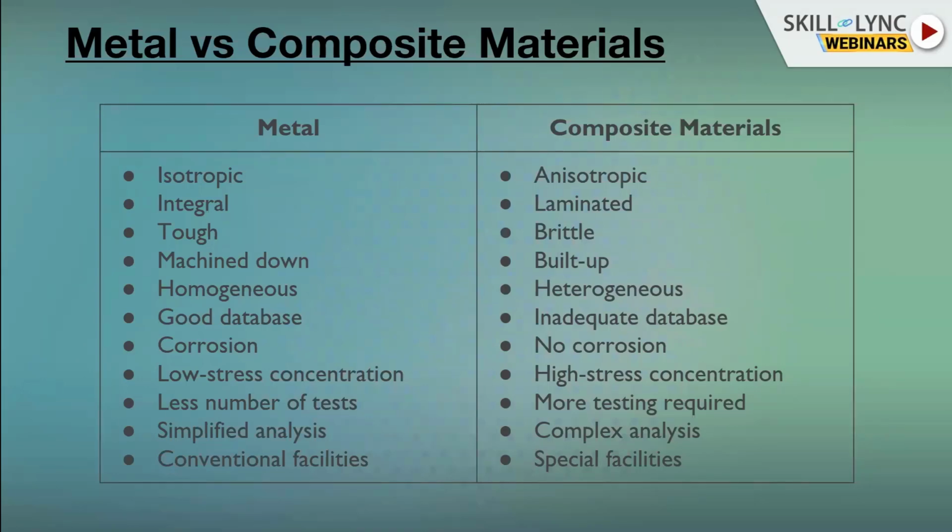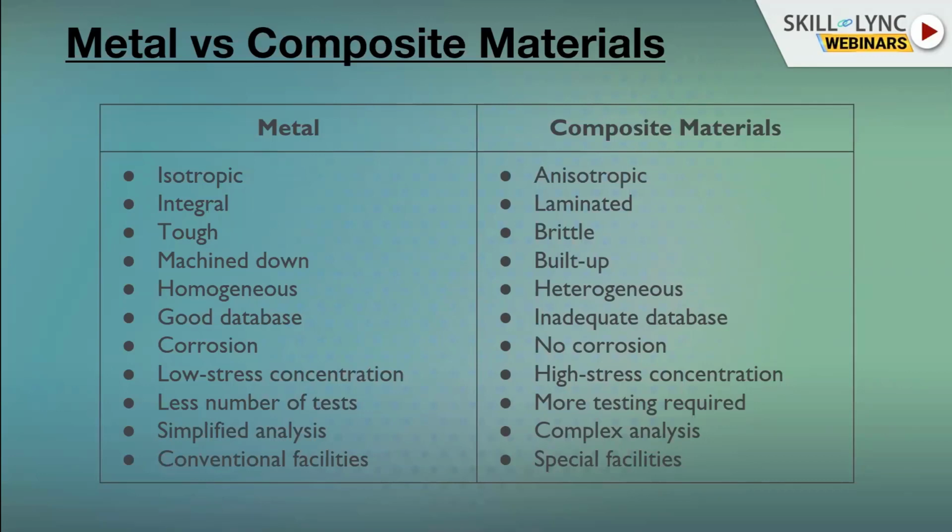For metals, since they have been used for many years, we have a very good database, whereas on composites, we are still inventing new materials, and new methods, processes and manufacturing techniques are being employed. So there is still a lot of scope to improve, and there is an inadequate database on the composite materials. As I said, metals are susceptible to corrosion, whereas composites are non-corrosive. So this is one of the advantages of composite materials.